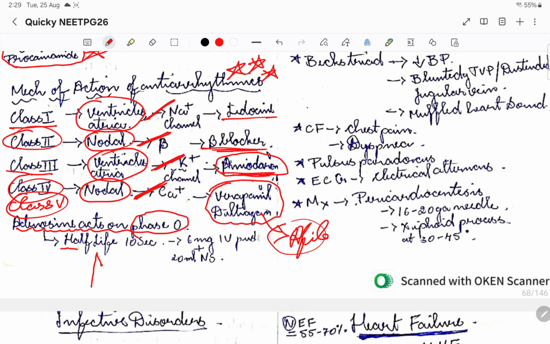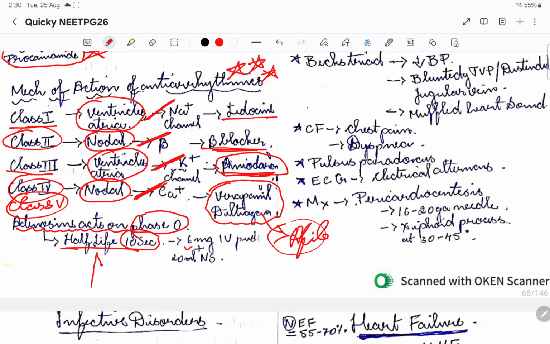Then coming to half life, it is only 10 seconds. So that is why when we are giving adenosine, it is very important to push it very quickly. Within a few seconds it will degrade. So that is why it is very important to give it very quickly and directly, towards the vein. So that is how it will act.